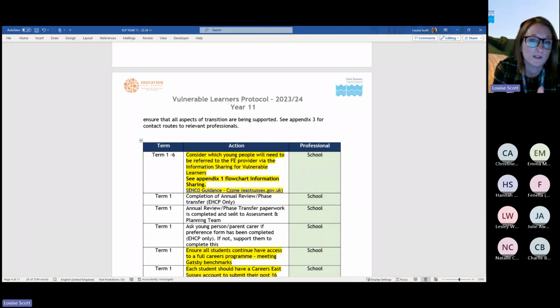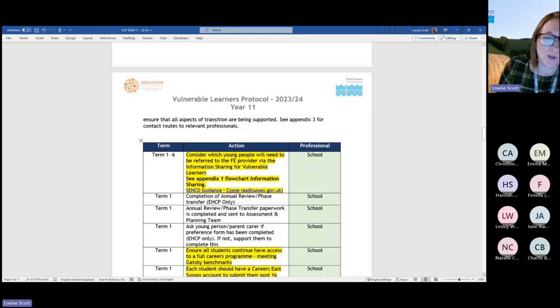Also, I just want to highlight at this point that the Vulnerable Learners Protocol isn't mandatory. This is here for you to use as a resource. And we think it's a really, really important and useful and practical document that you can use, and you can really think about how you can use it in your setting. And we're going to have a moment to think about that in a little bit.